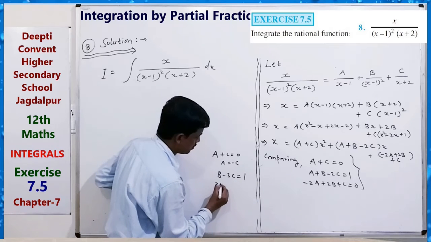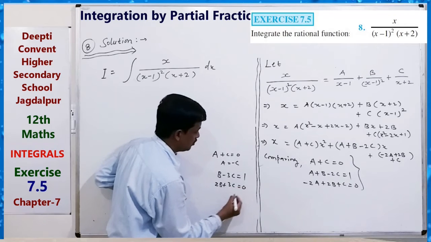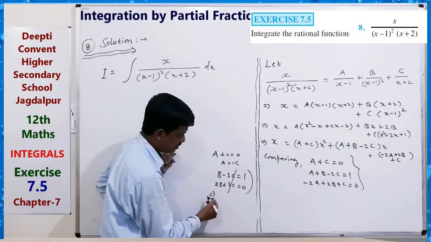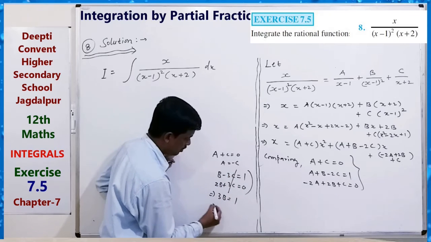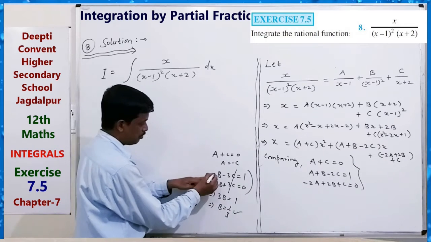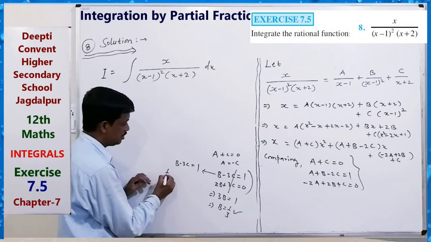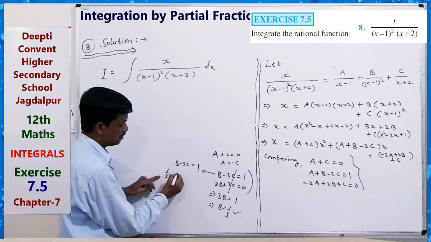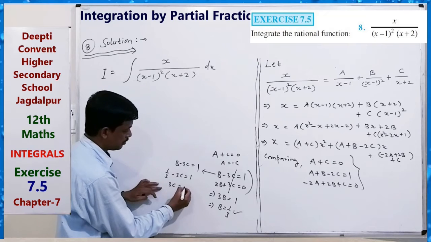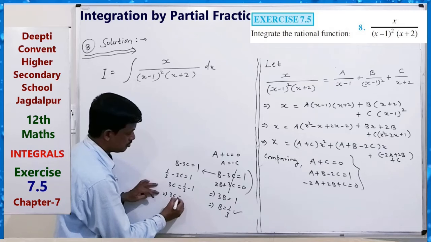So these 2 can be solved by adding. By adding, we get c cancelled out, 3b equals to 1. So b equals to what? 1 by 3. B equals to 1 by 3. So from this equation, b minus 3c equals to 1, b equals to 1 by 3, so 1 by 3 minus 3c equals to 1. So here 3c equals to what? 3c equals to 1 by 3 minus 1. So 3c equals to what?